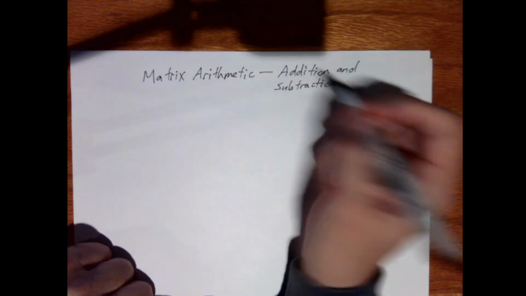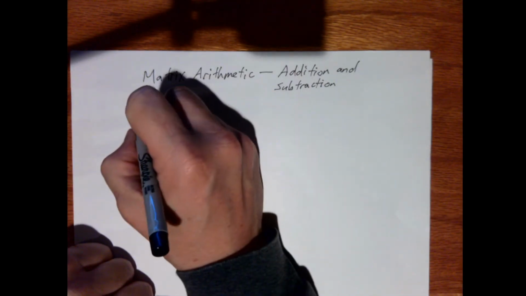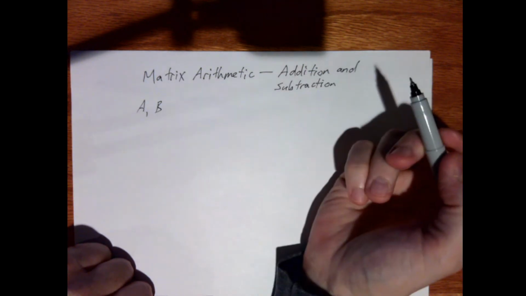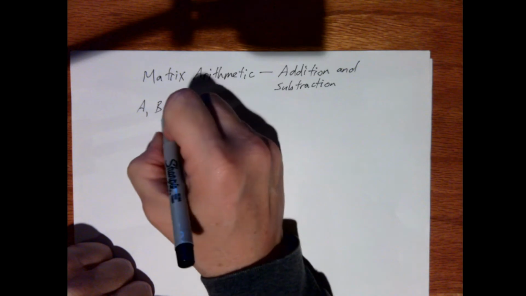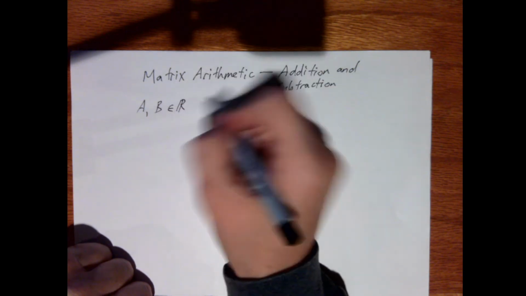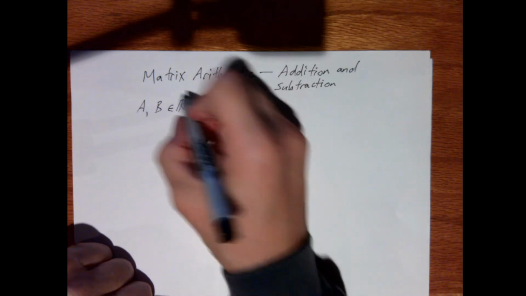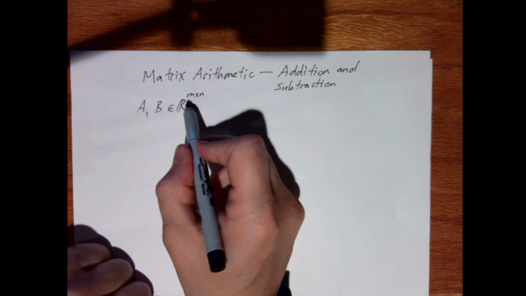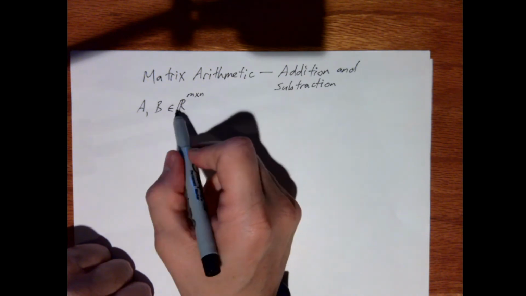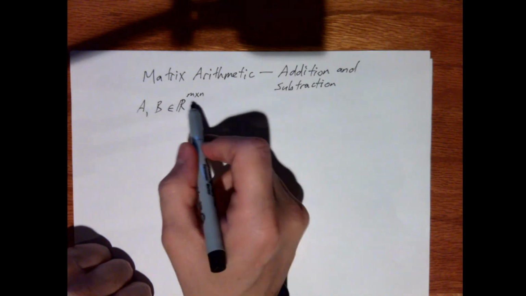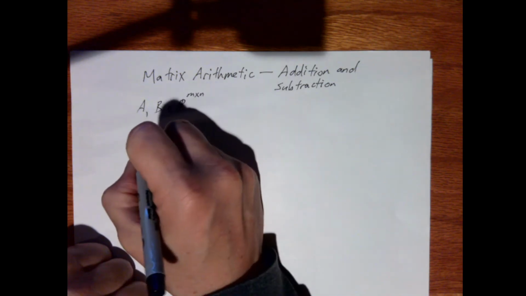So first thing we need to note is that if we have two matrices, A and B, then they need to have the same shape. So they both would be elements of, we're talking about here the real numbers. They could be complex, but here we're talking in particular about real matrices. That's M by N. So this would be the set of all M by N matrices where the values are real numbers. So if A and B are both that, then we can form A plus B.